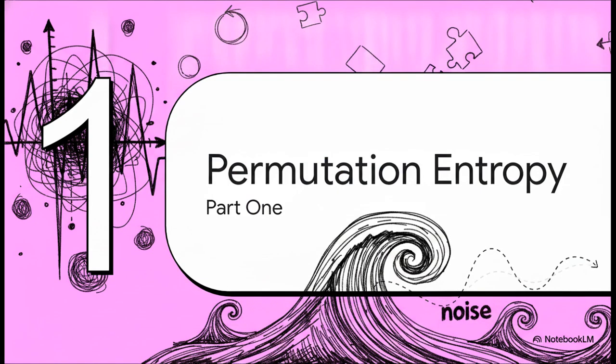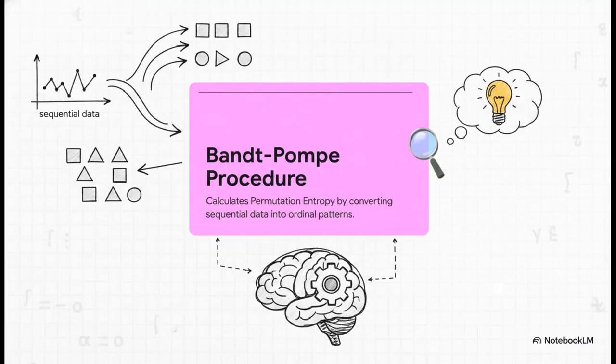Part 1. Let's officially meet permutation entropy. Look, anyone who works with raw data knows it can be incredibly messy, right? You've got sudden spikes, random dips, bizarre outliers that make your chart look like a toddler just went to town on it with a crayon. Figuring out if a signal is actually predictable underneath all of that noise is a massive headache.